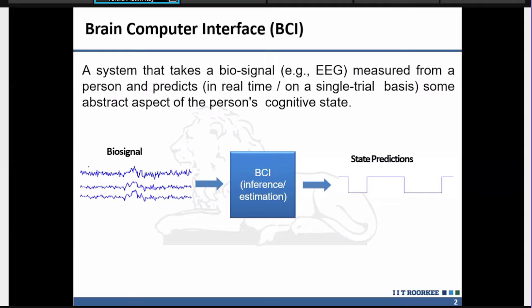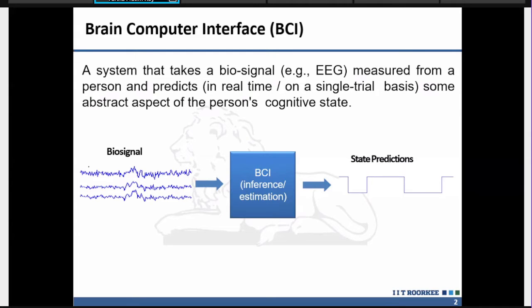So these are ECG, which is recorded from the heart. And then EEG, it is called electroencephalogram. This is different from your ECG. ECG is for heart related things and EEG is for brain related things.